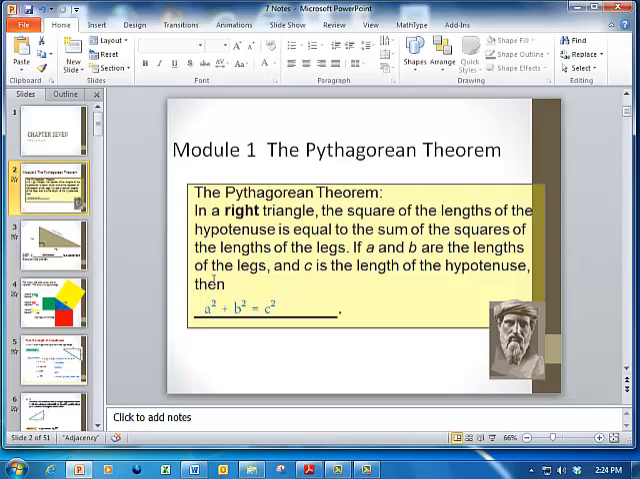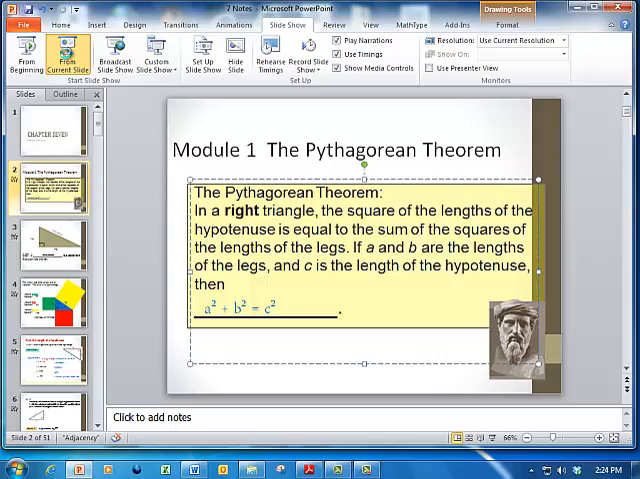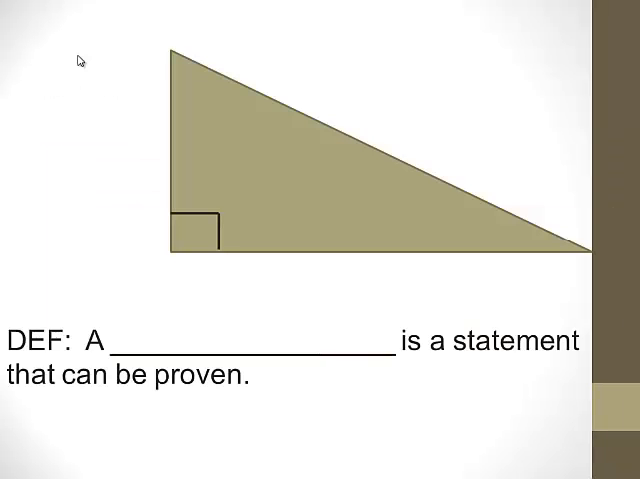If A and B are the lengths of the legs and C is the length of the hypotenuse, then we have the A squared plus B squared equals C squared theorem. So this is the main thing that you have to know: A squared plus B squared equaling C squared.